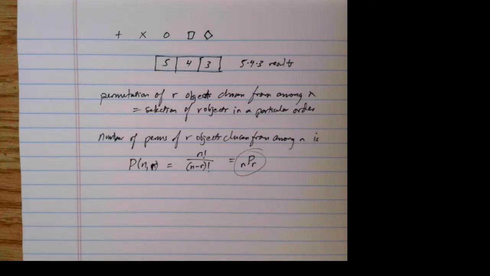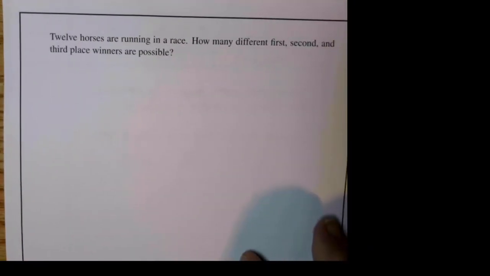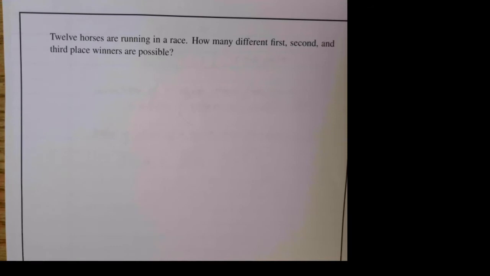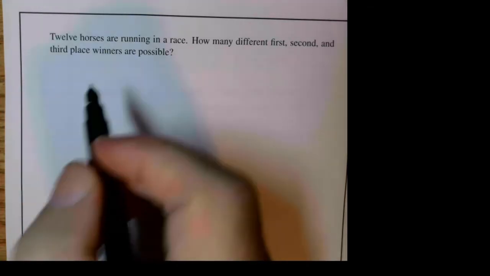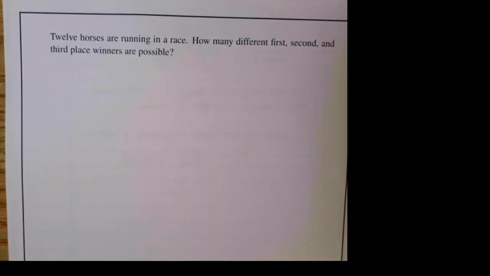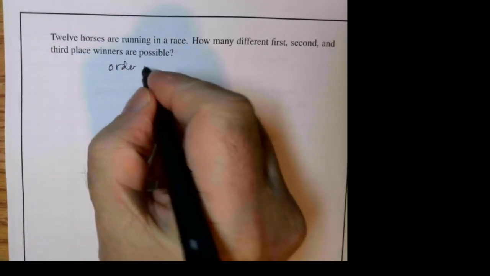Let's see. Here's a simple problem that involves these things. 12 horses are running in a race. How many different first, second, and third place winners are possible? Well, I can think of this as choosing 3 horses in order, or I can think of choosing 3 horses and then ordering them. I don't care which way you think about it, as long as you understand that in the end, it matters what order they're in. Right? Order matters in this problem. So, order matters.